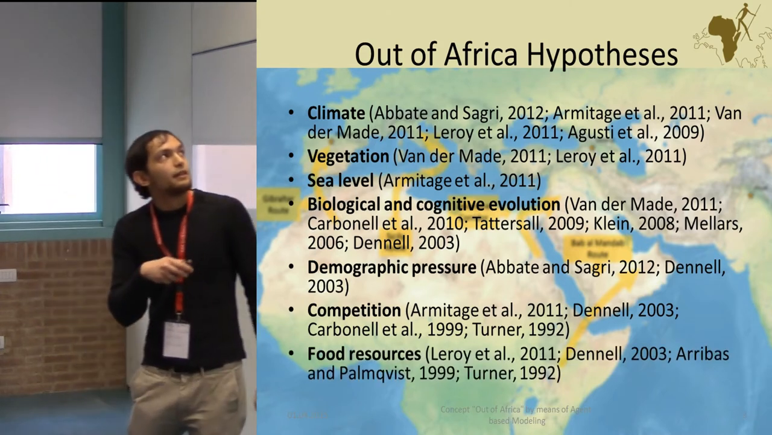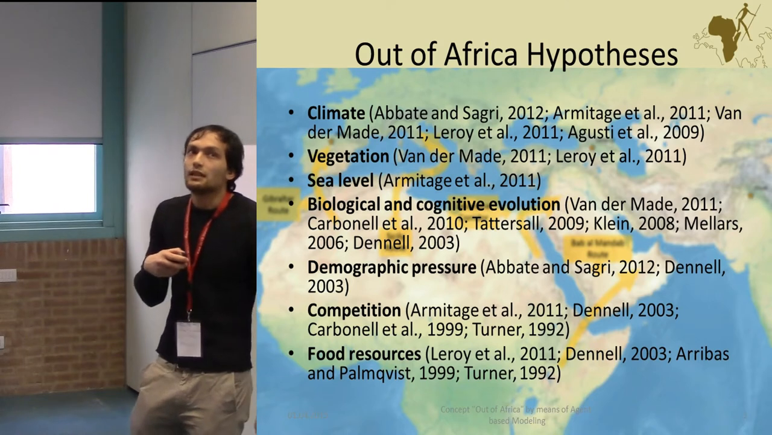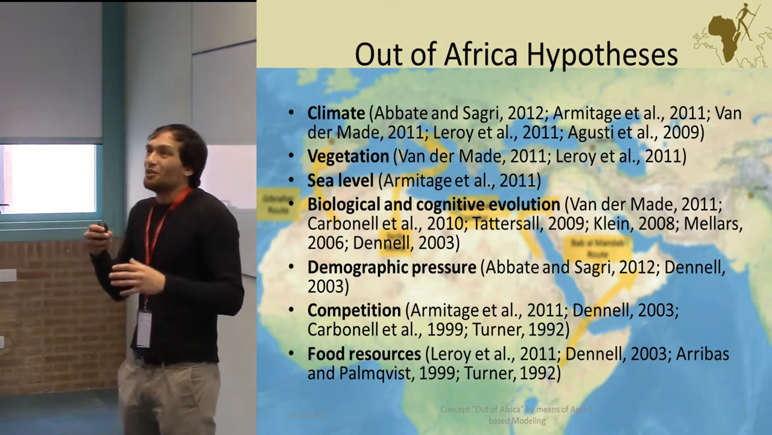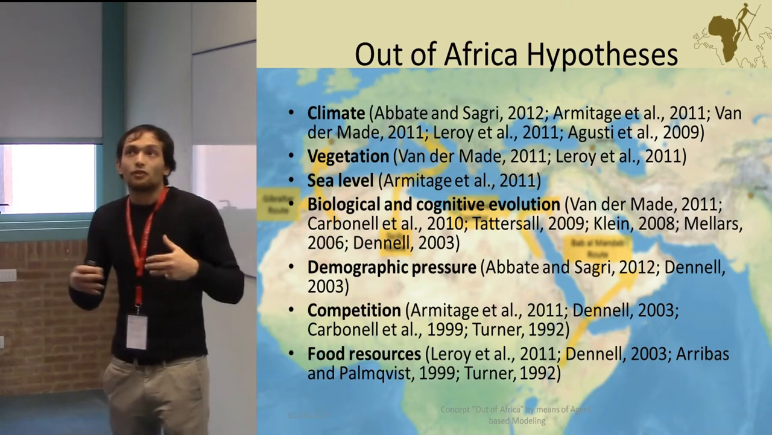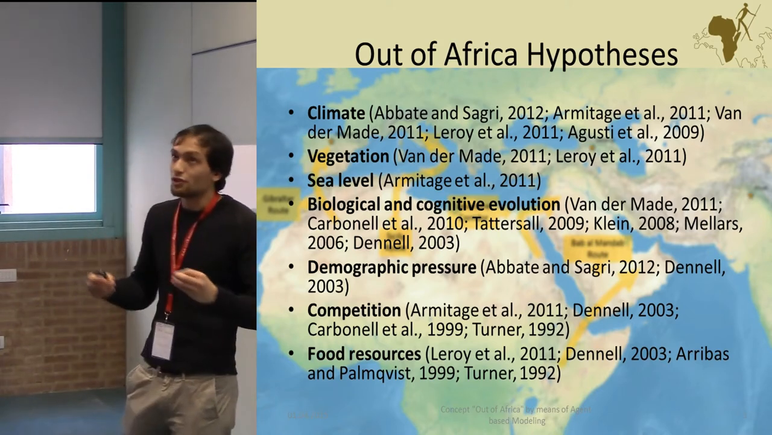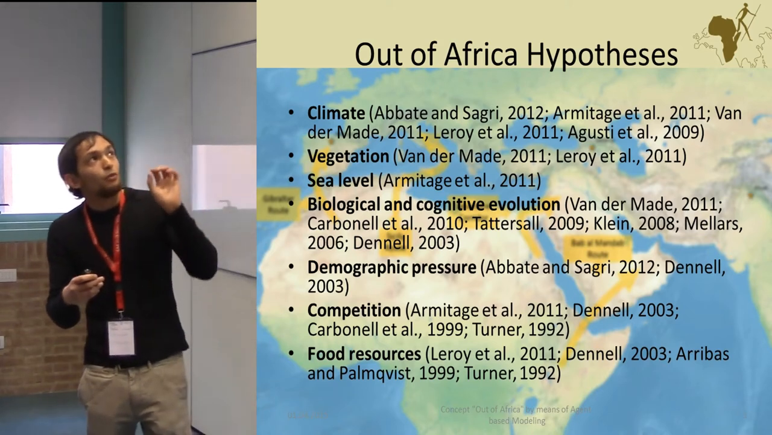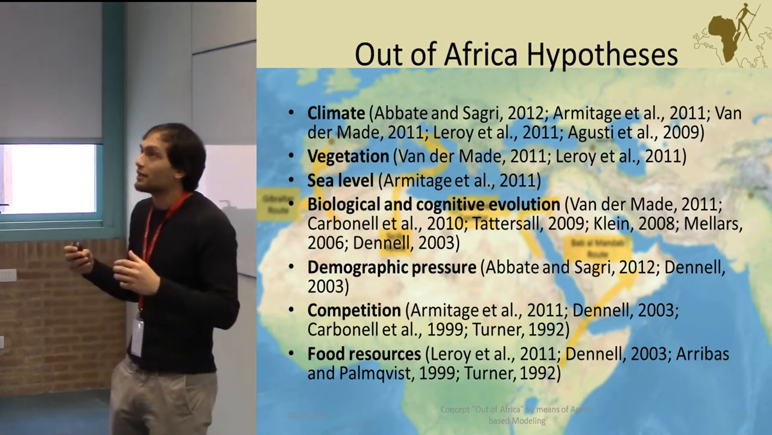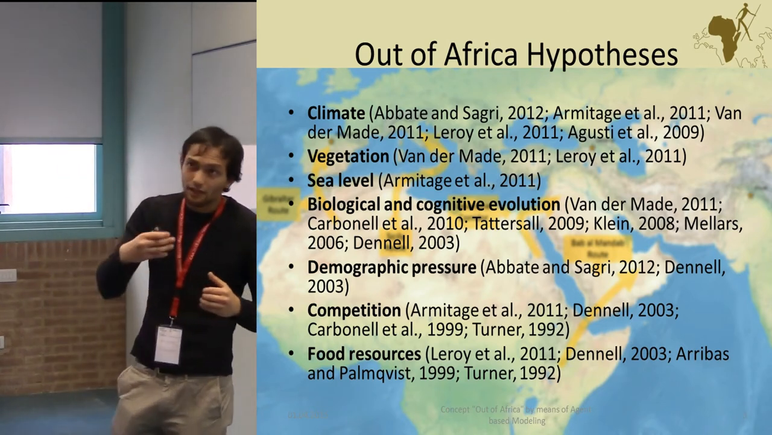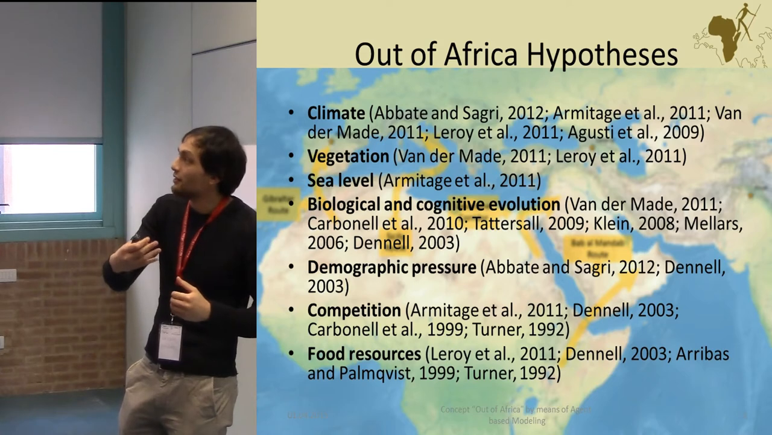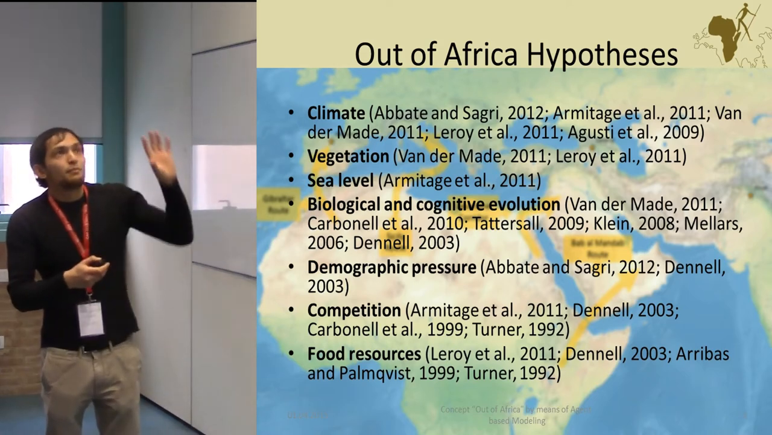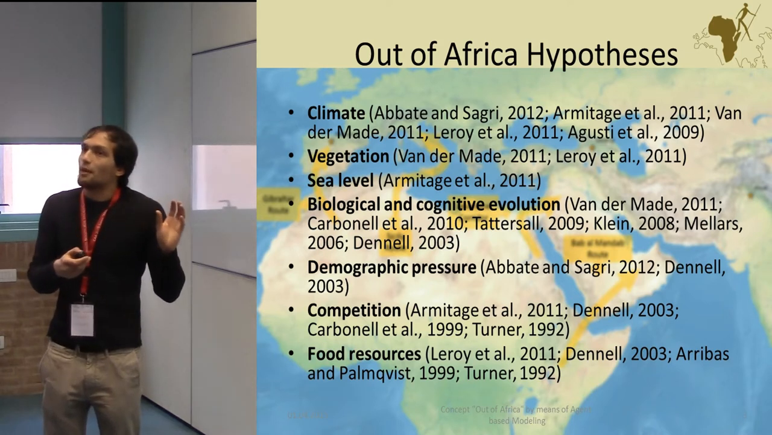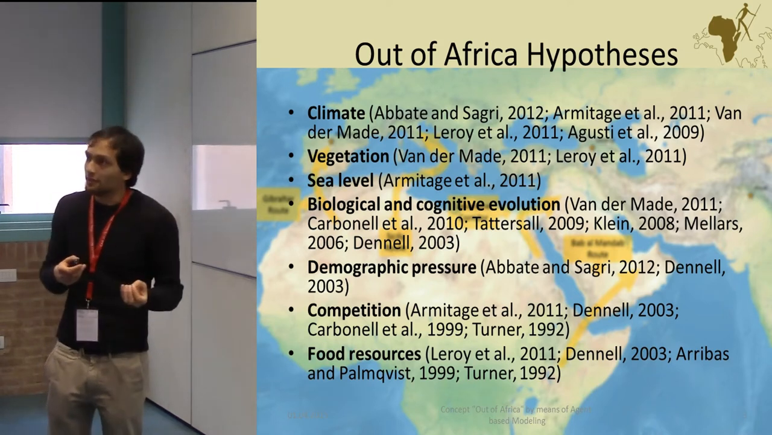And lastly, food resources. It is said that the early hominins heavily relied on meat resources from large herbivores. So when the herbivores dispersed out of the African continent, they followed the herbivores. These are the most common hypotheses that are found in literature.